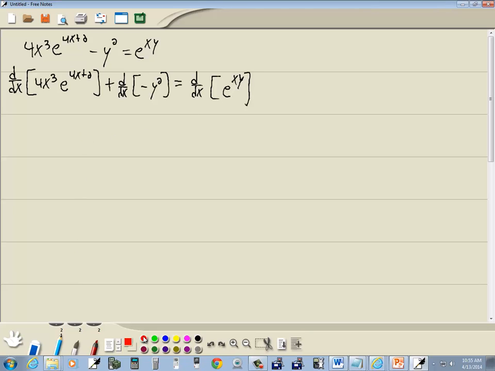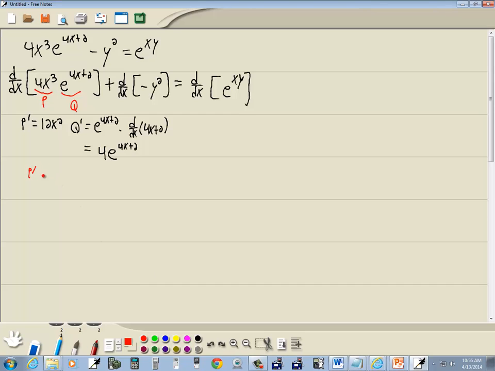Okay, well, this first one here, this is the product rule. So this will be p and this will be q. I need p prime and q prime. P prime, the derivative of 4x to the third is 12x squared. And q prime, the derivative of e to the 4x plus 2 is e to the 4x plus 2 times the derivative of 4x plus 2. Chain rule applied to the exponential function. Okay, derivative of 4x plus 2 is 4, so we've got 4e to the 4x plus 2.